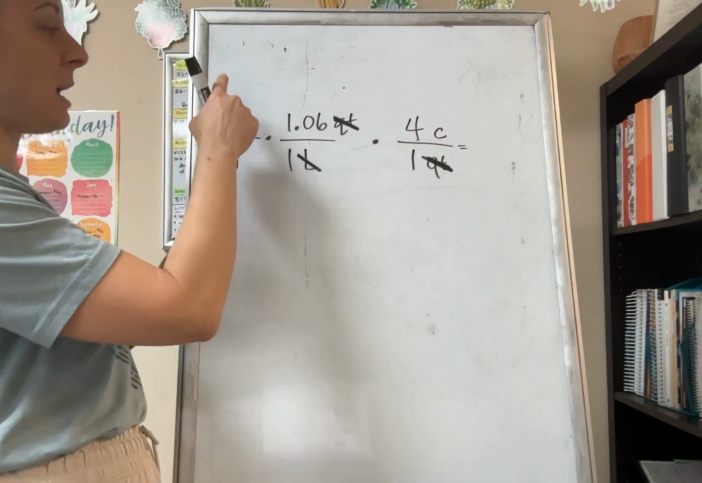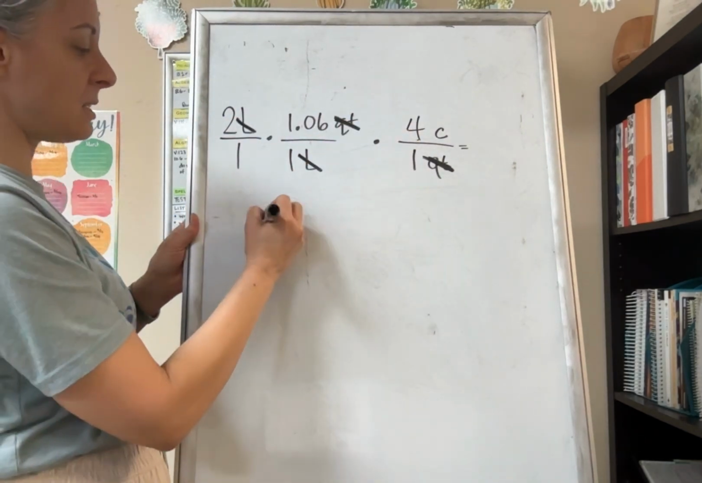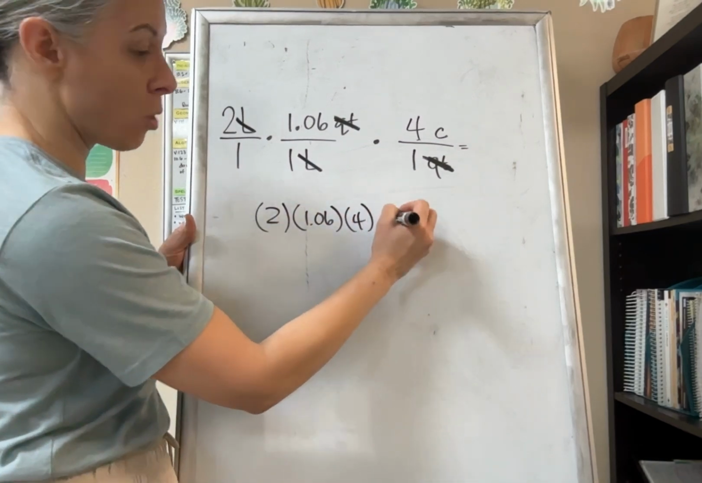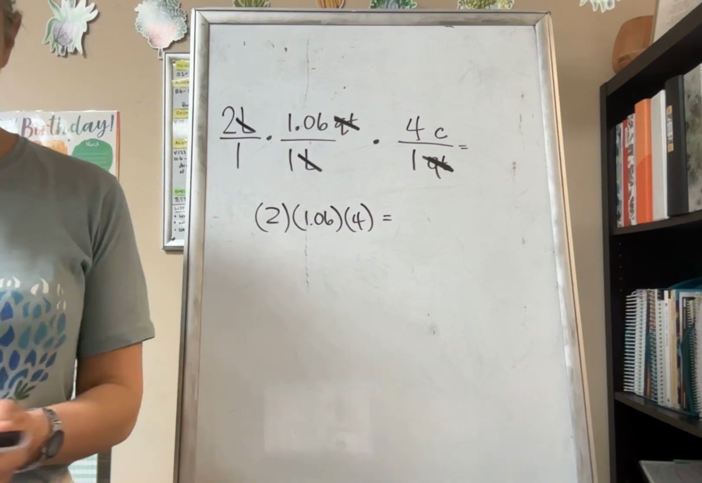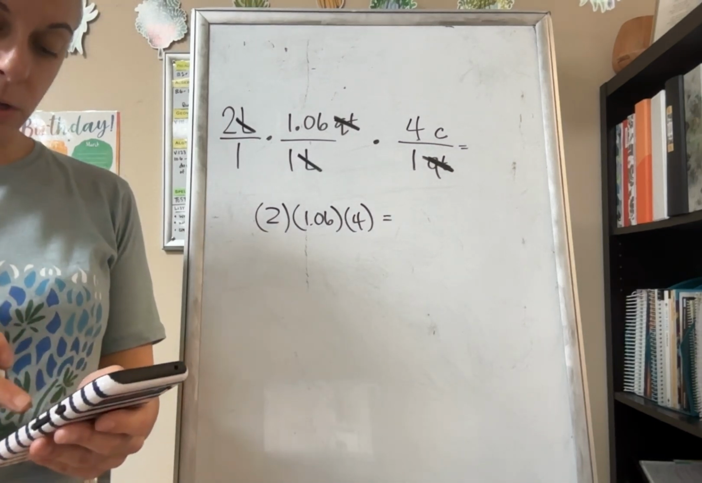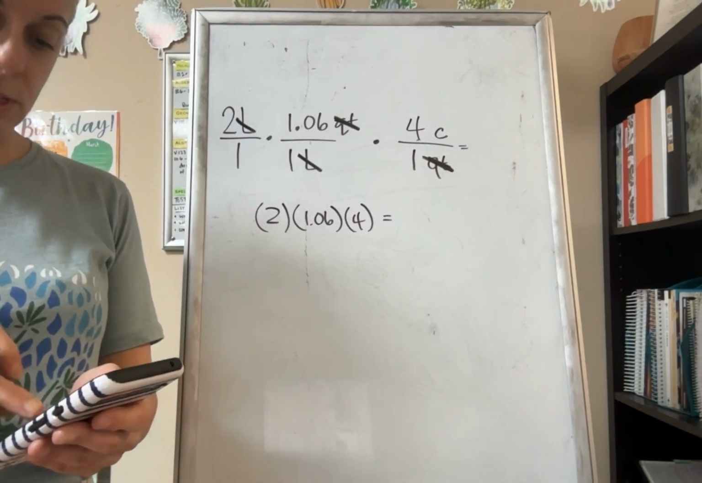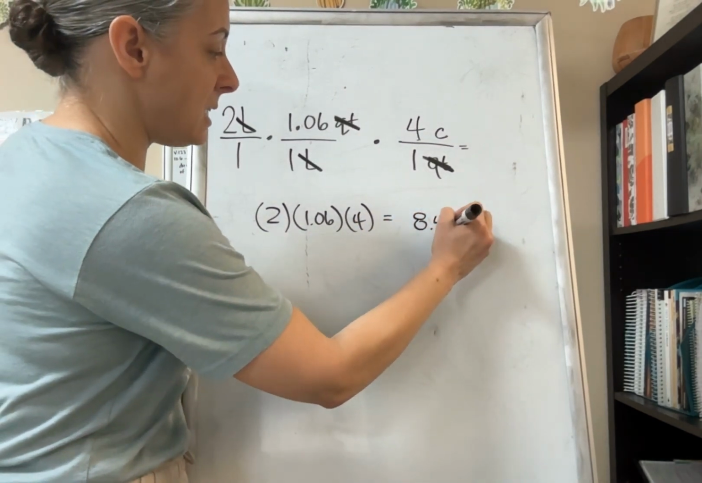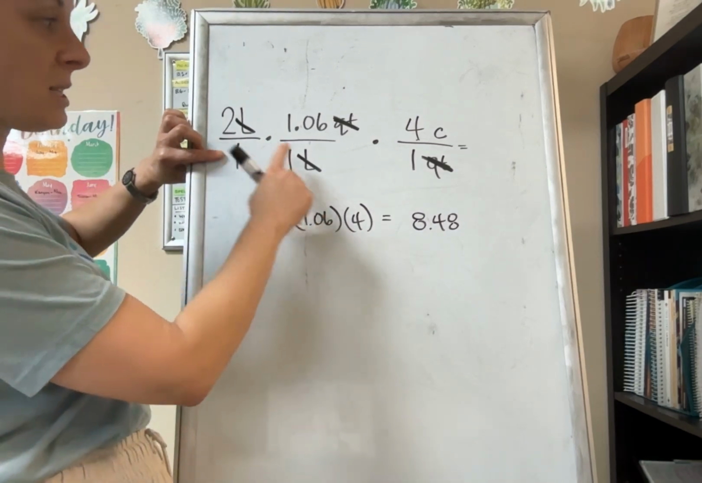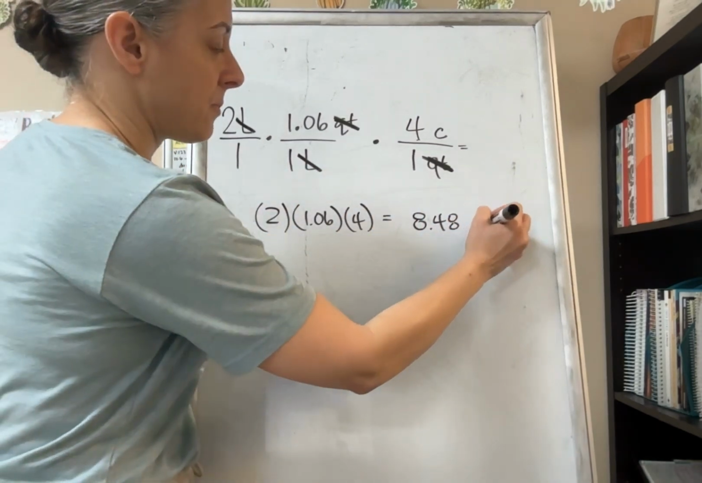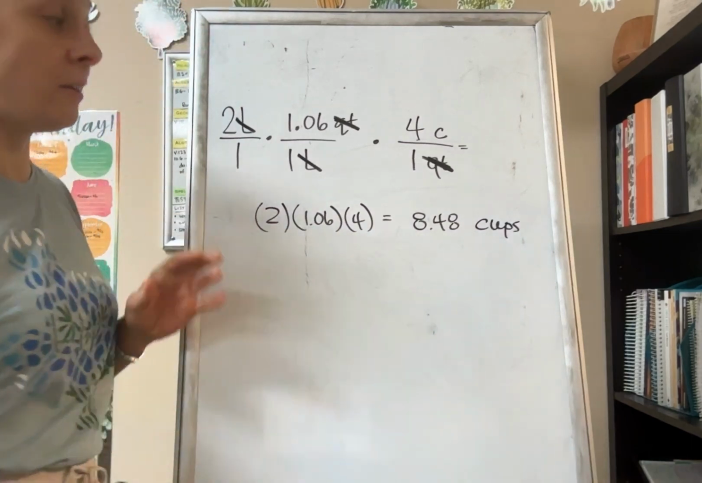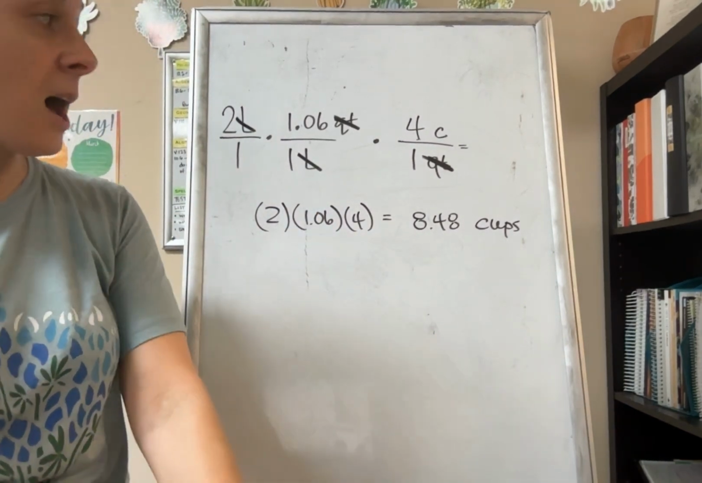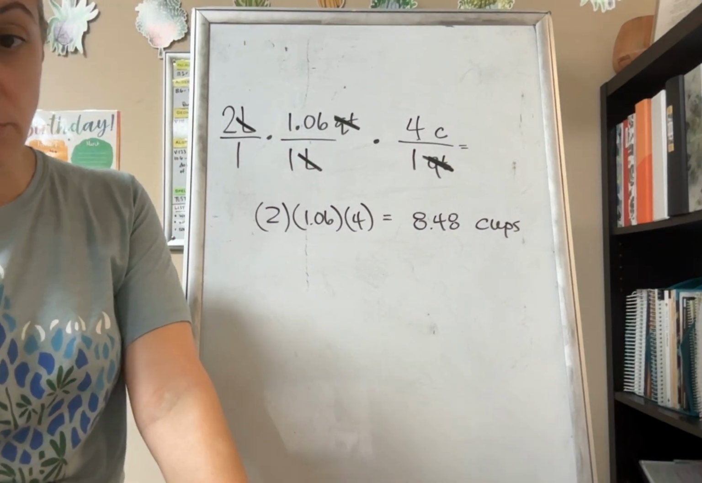So now, when we multiply our numerators, we need to say 2 times 1.06 times 4. Okay? Let's see what that gives us. 2 times 1.06 times 4 gives us 8.48. And in the denominator, we just have 1 times 1 times 1. So there's no need to multiply that and then divide because we would just get the same answer. So 8.48 cups in 2 liters.